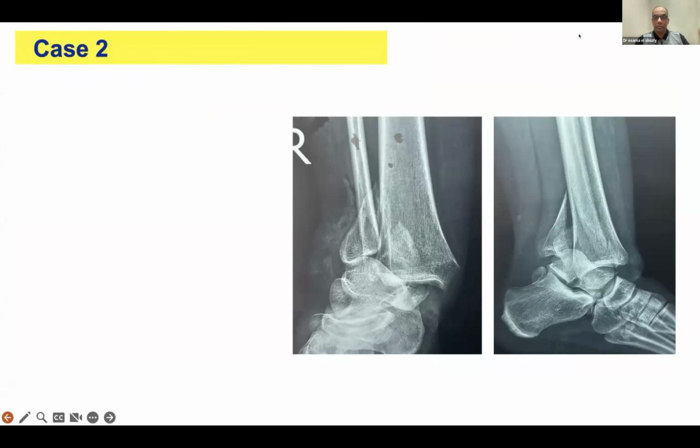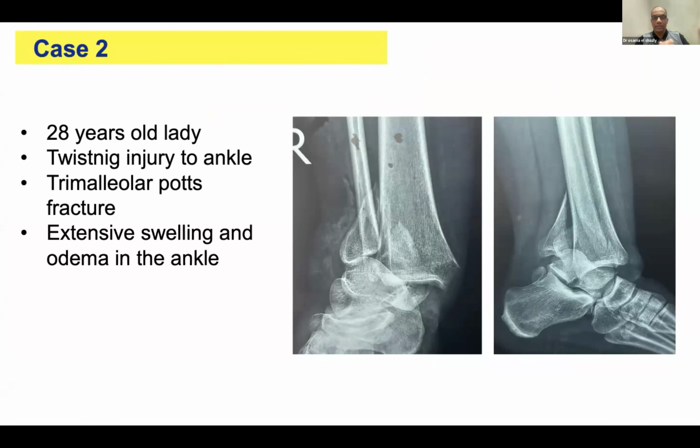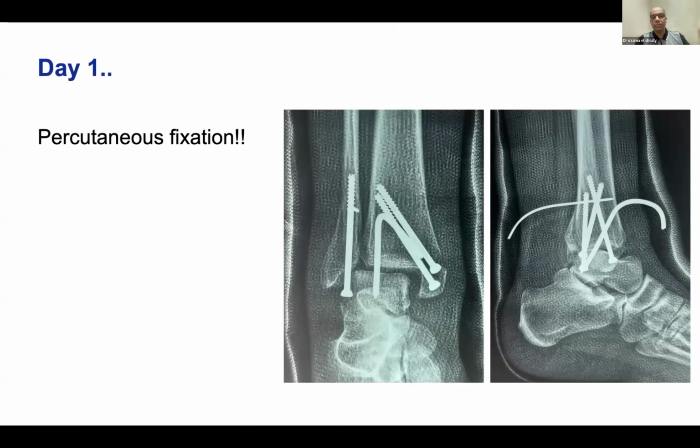This lady is a doctor, she is a physician, and she was 28 years old. She got a twisting injury to the ankle. She had a trimalleolar fracture of the ankle, as you see. She had extensive swelling and edema in the ankle. So the patient was transferred to OR, in one of the countryside hospitals away from the capital, and she was operated, due to bad soft tissue condition, with such fixation.